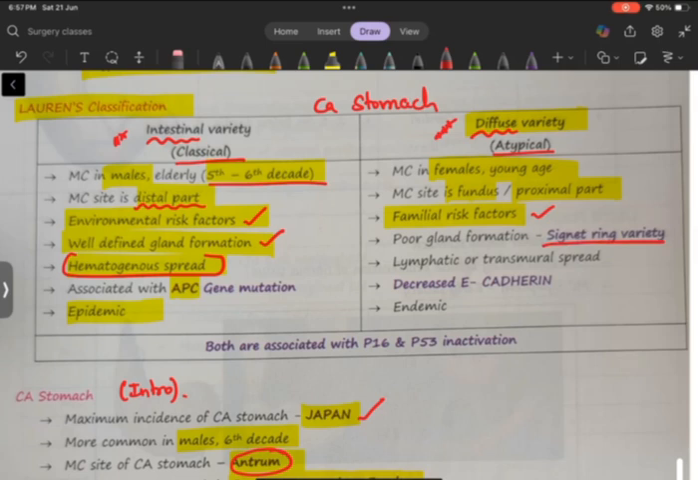Okay, then the most common route of spread is lymphatic or transmural spread. Here there is no APC gene mutation, here there is decreased E cadherin, and it is endemic. Okay, but ಎರಡಕ್ಕೂ ಕಾಮನ್ ಇರೋದೇನೆಂದರೆ both are associated with P16 and P53 genes inactivation. ಬೇಸಿಕಲಿ ಇವೆರಡು ಜೀನ್ಸು ಆ್ಯಂಟಿ ಅಪೋಪ್ಟೋಟಿಕ್ ಜೀನ್ಸ್ ಅಂತ.